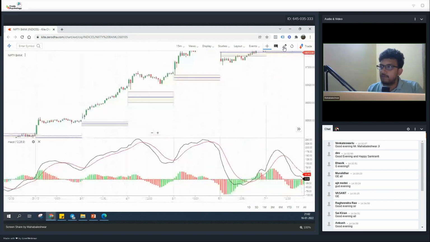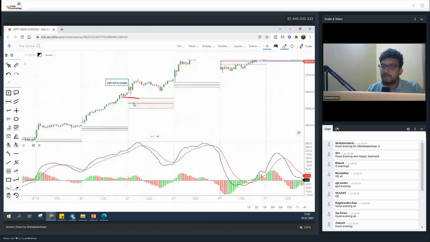On 4th of January, you can see the CPR was wide. It was narrow here, it was wide here. So what is the meaning of wide CPR? Wide CPR means the market will be almost flat. Even if it goes upside 100 points or downside 100 points, it will almost try to close at the same level where it has opened.